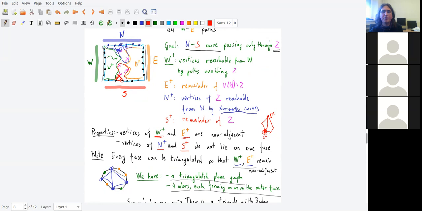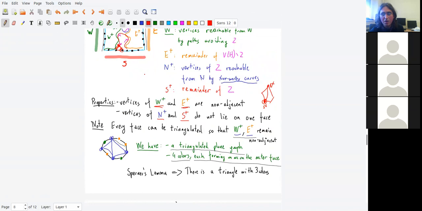The west and the east are fully west plus and east plus. The north and south contain at least one vertex from north plus and at least one vertex from south plus. So now comes the trick: we've got a triangulated plane graph with four colors, each of them present on the outer face. And now you can apply a result called Sperner's lemma to say that there must be a triangle that is multicolored, in the sense that it has all three colors present at the vertices.